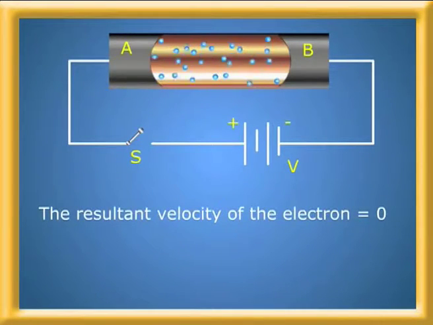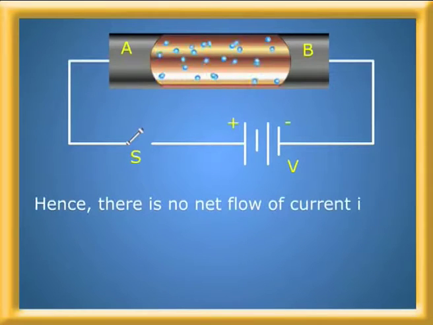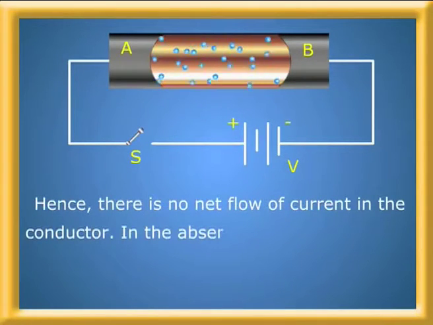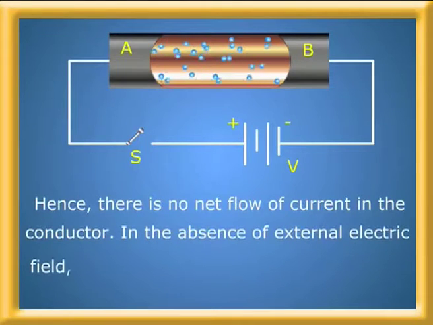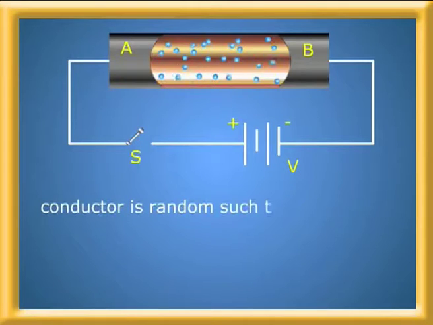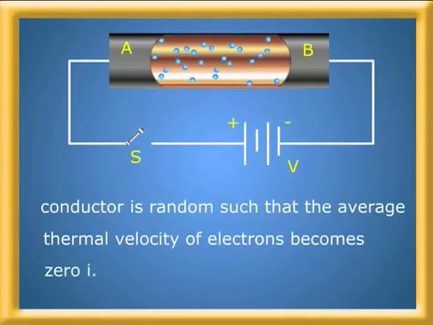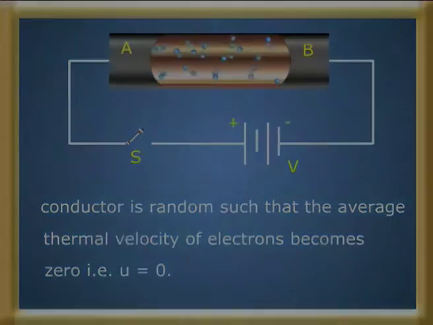As a result of this, the net flow of charge at the given cross section is zero. Hence, there is no net flow of current within the conductor. In short, in the absence of an external electric field, the motion of the electrons in the conductor is random such that the average thermal velocity of electrons becomes zero, that is u equal to 0. When an electric field is applied across the conductor, the free electrons accelerate in a direction opposite to the direction of applied field.